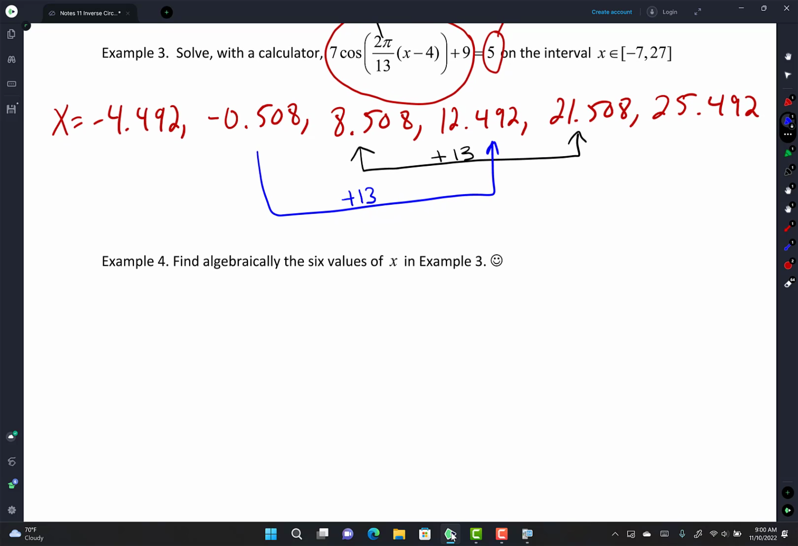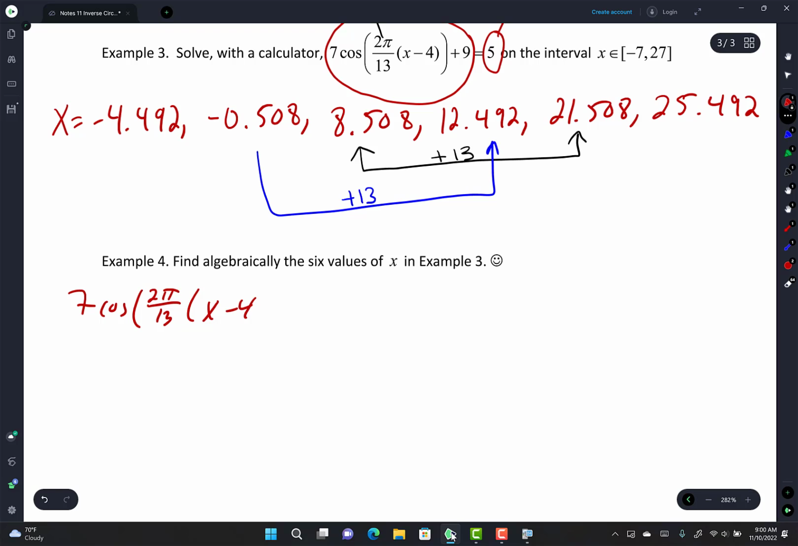So the first thing you do, write that statement. Let's write that statement together, guys. Write 7 cosine of 2 pi over 13 times (x minus 4), plus 9 equals 5. All right, so let's see if we know what the goal is. I want to solve for x. I have something here plus something here equals 5, so I need to get rid of that 9 first.